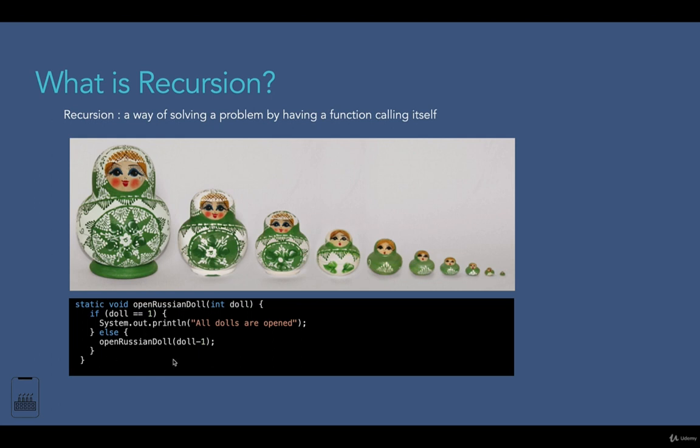Here we have learned that by definition recursion is a way of solving a problem by having a function call itself. We have provided a real-life example of Russian dolls, which makes understanding the logic of recursion easy. In case you still have trouble understanding recursion, you don't need to worry about it, because we will talk about it in a lot more detail in the next videos. So see you in the next lectures.